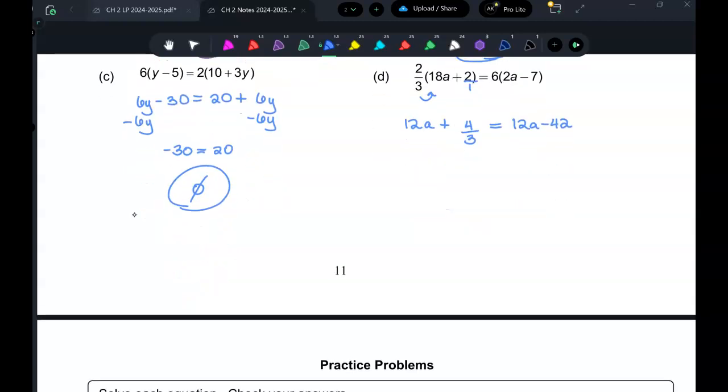All right, then what do we do? Subtract. So this is no solution, because we get 4/3 equals negative 42. That's a false statement. So we say no solution.